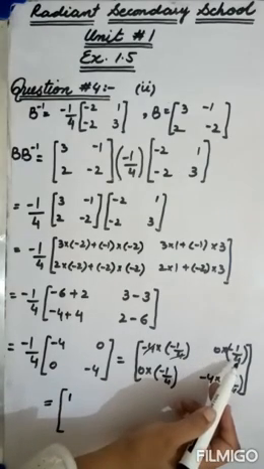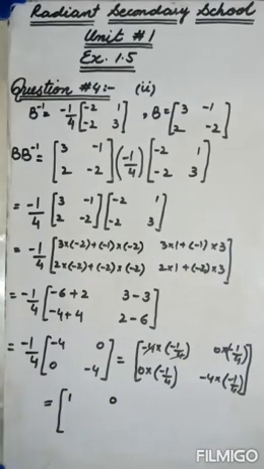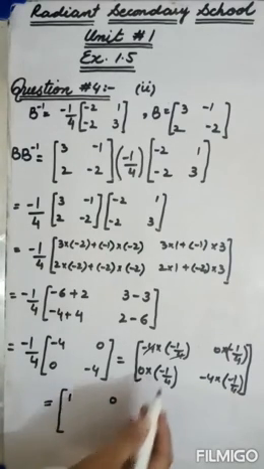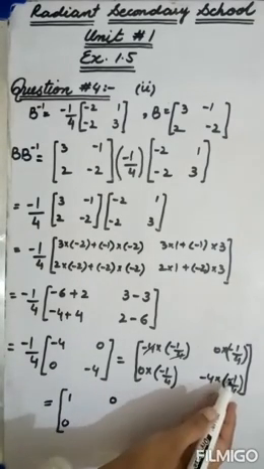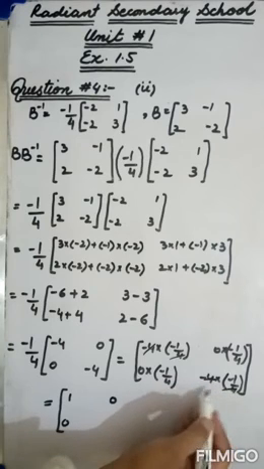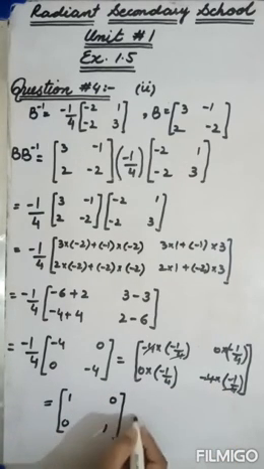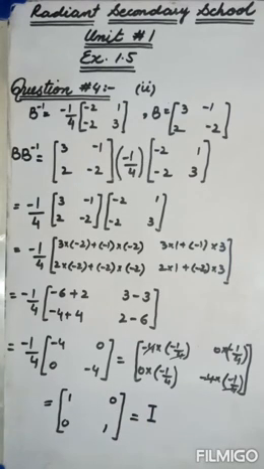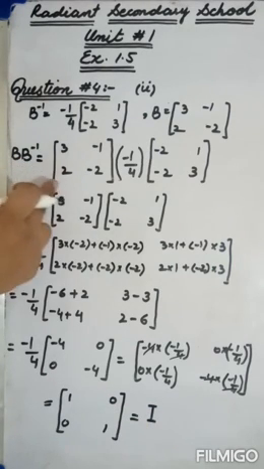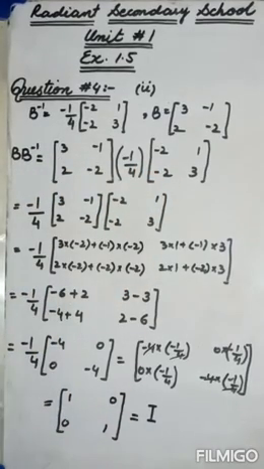0 multiplied by any value is 0. Minus minus plus and 4 cancel and 1 is left. And it is equals to identity. Similarly, when we will solve by putting B inverse first and B after this, then we will get the identity matrix.